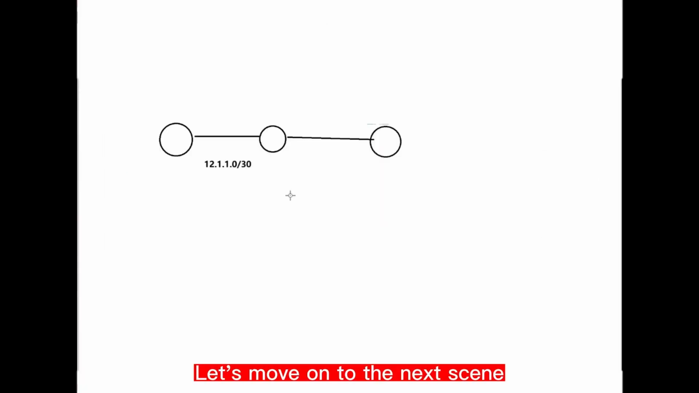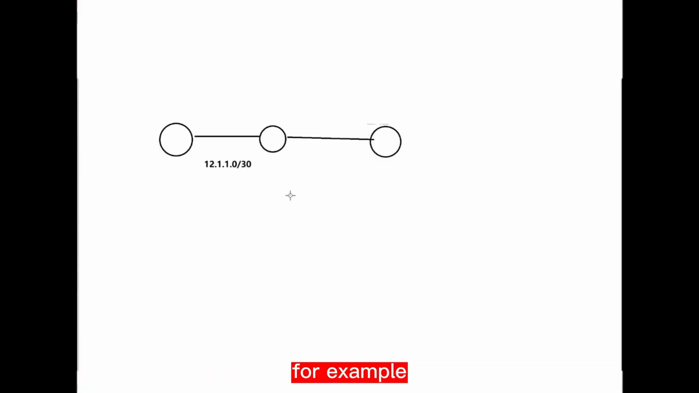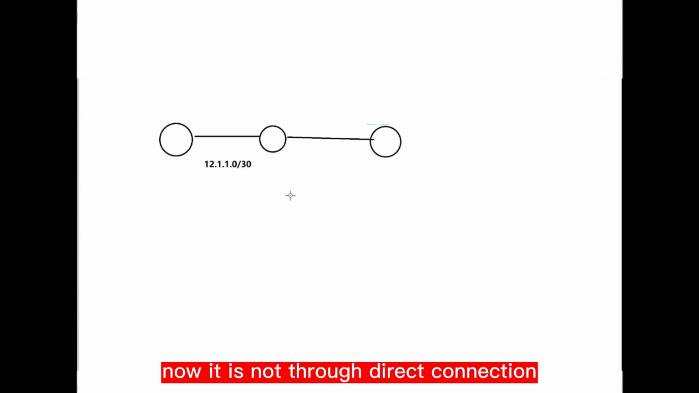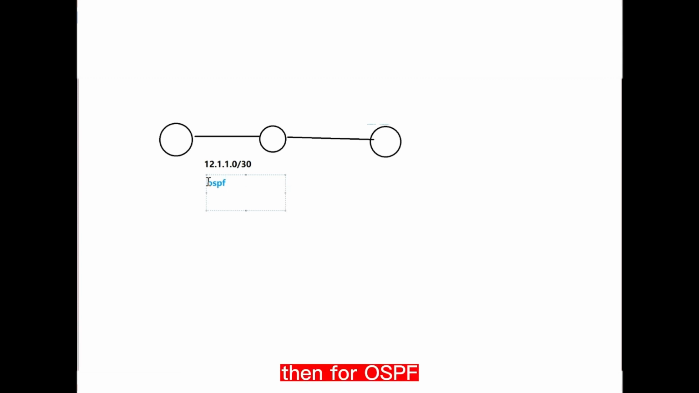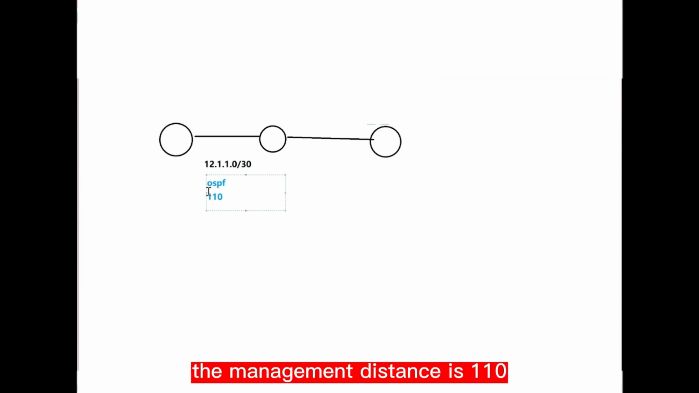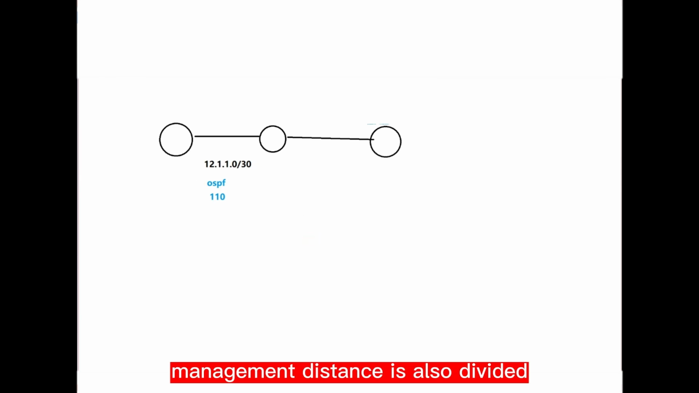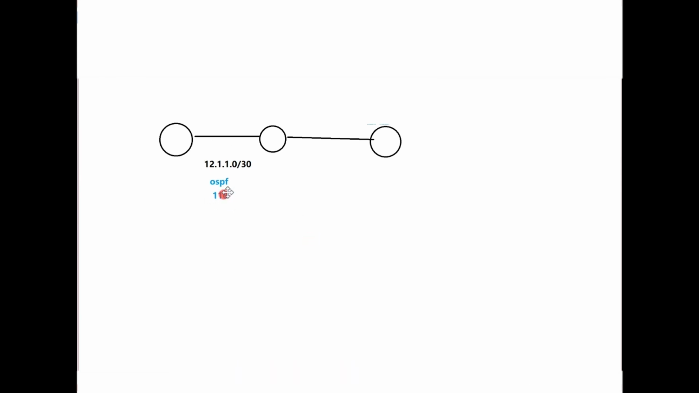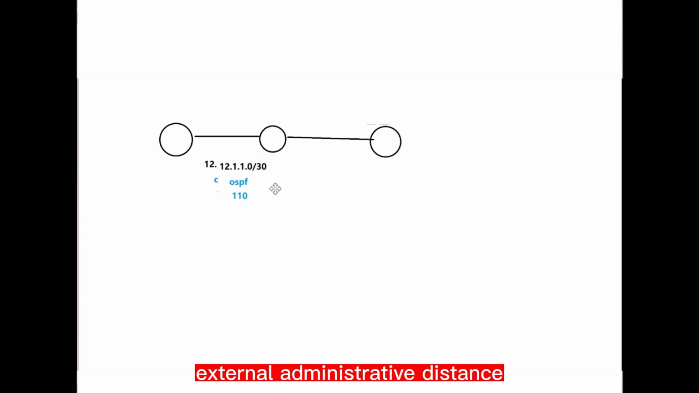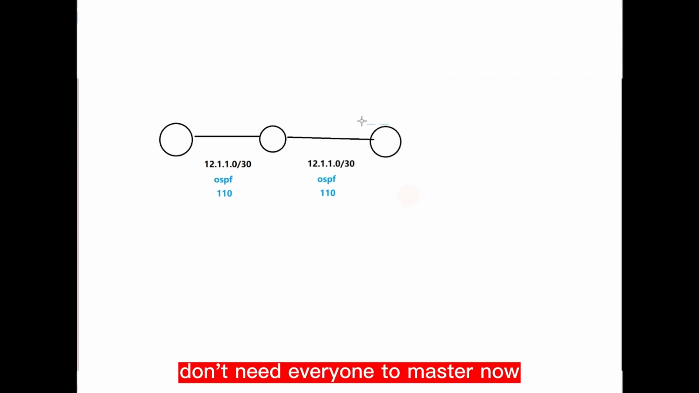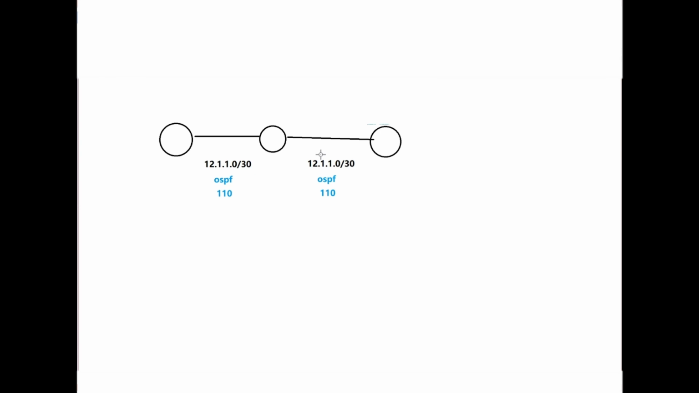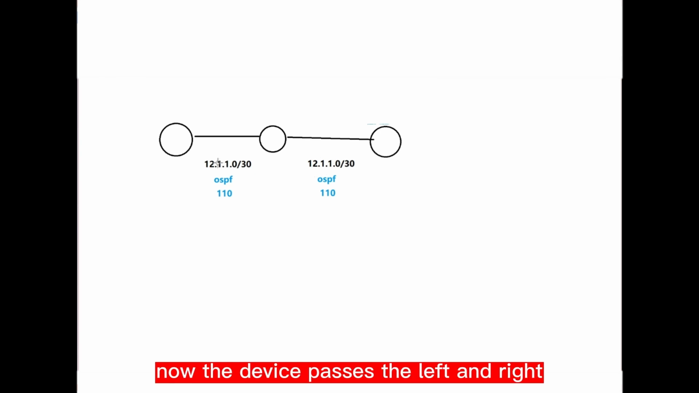Let's move on to the next scene. For example, now it is not through direct connection, but learned through OSPF. For OSPF, in Cisco, the administrative distance is 110. Actually, administrative distance is also divided into internal and external. I wrote this called external administrative distance. I don't need everyone to master it now.